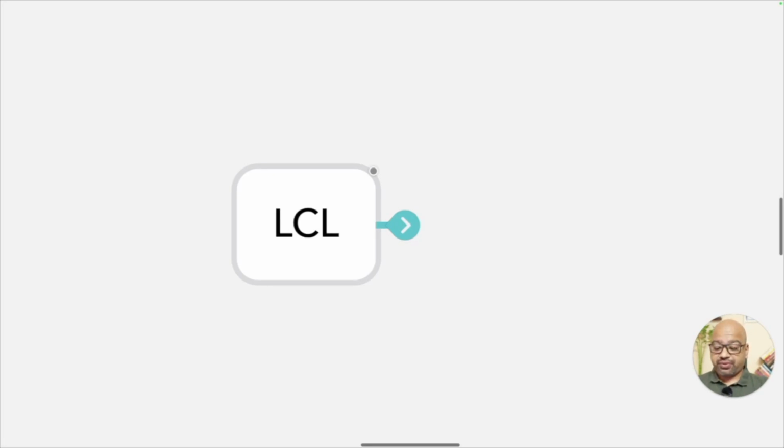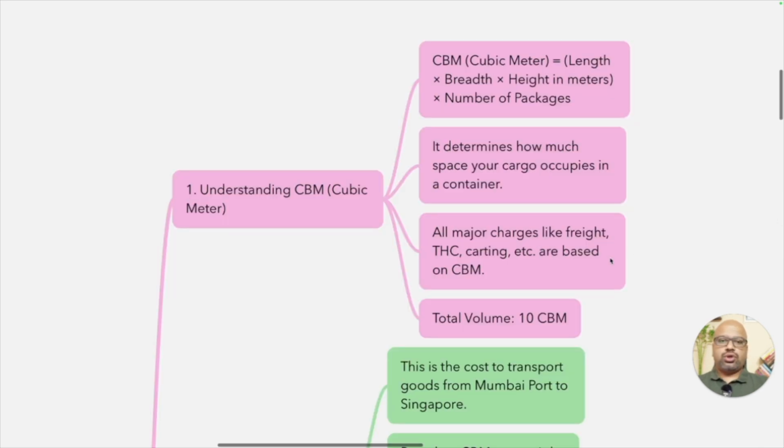In the previous video, we have seen about FCL quotations from the freight forwarder. In this, we are going to see the LCL shipments. When it comes to LCL, you are going to pay everything on CBM. So how is CBM calculated? Length into breadth into height in meters.